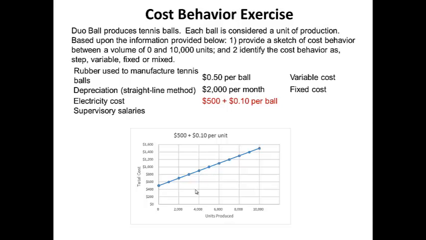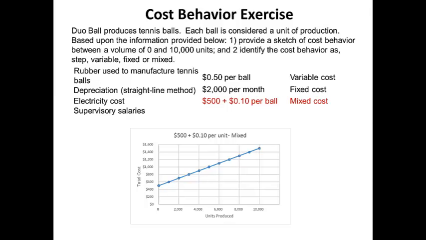And if you take a look at 2,000 units, it's going to be approximately $700. If we use 4,000 units, it's going to be approximately $900 and so forth. But you can see it starts out at the level of 500 and then increases in basically a straight line up through the volume of 10,000 units. So in this case, when we take a look at the cost behavior for this particular cost, we would classify this as a mixed cost.